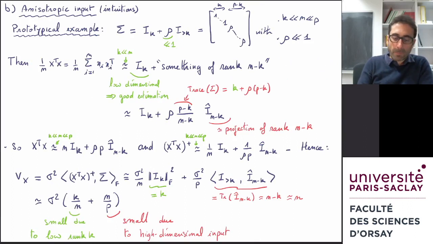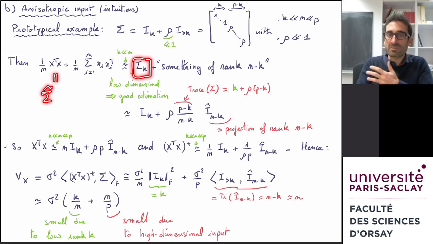So if I look at 1 over n x transpose x, this is the empirical covariance in our case, okay? And if you look at the empirical covariance, here you have something which is low dimensional. So you can imagine that when k is small compared to n, you will be able to estimate this part of the covariance very well. Okay, so here you have sigma hat. So you imagine that sigma hat will give you a good estimation of the low dimensional part. And this is actually what will occur.